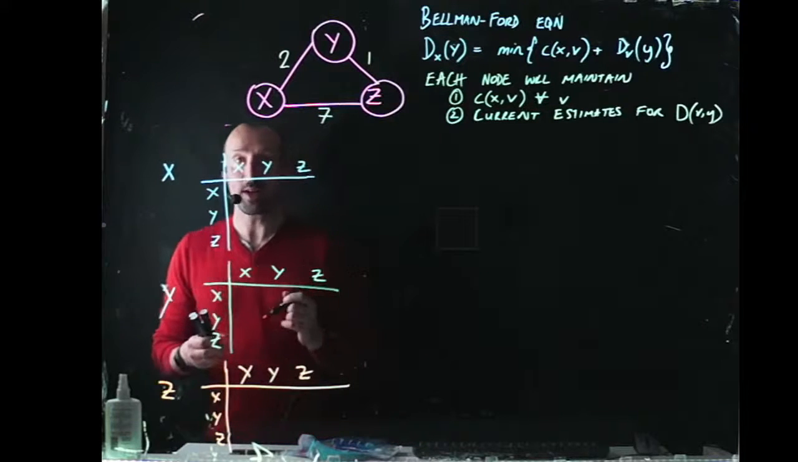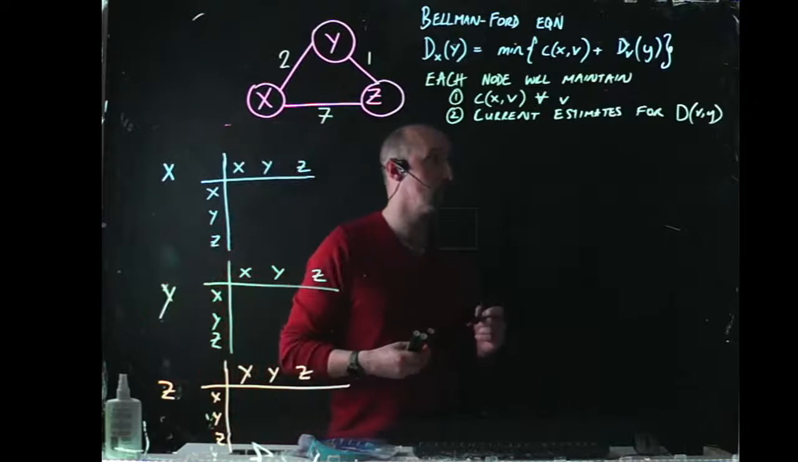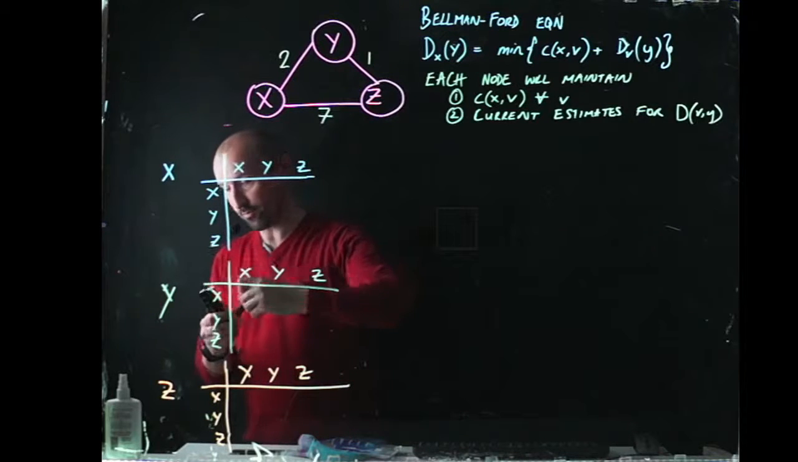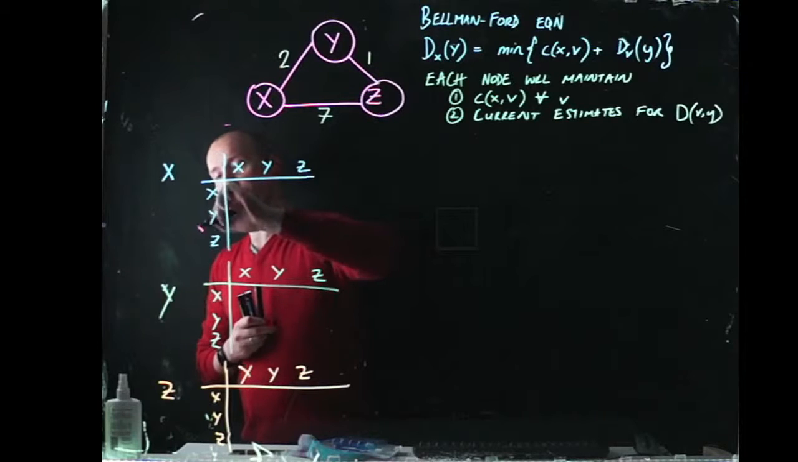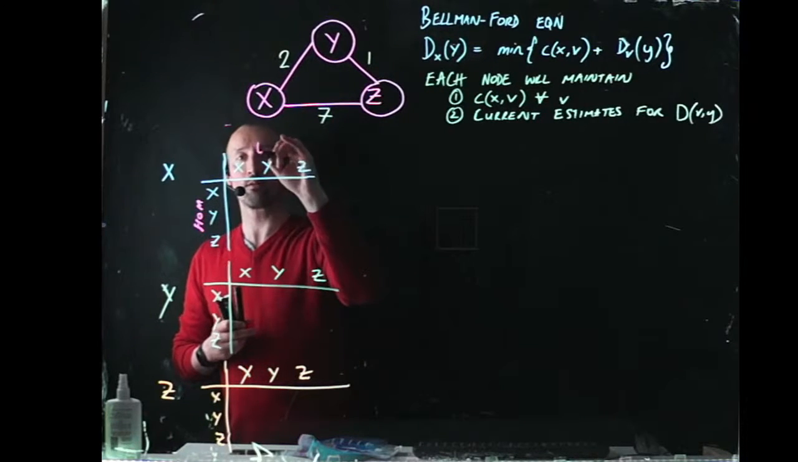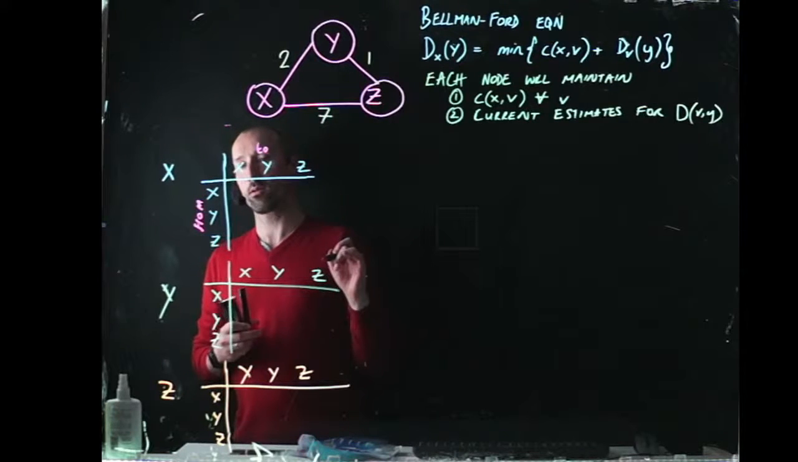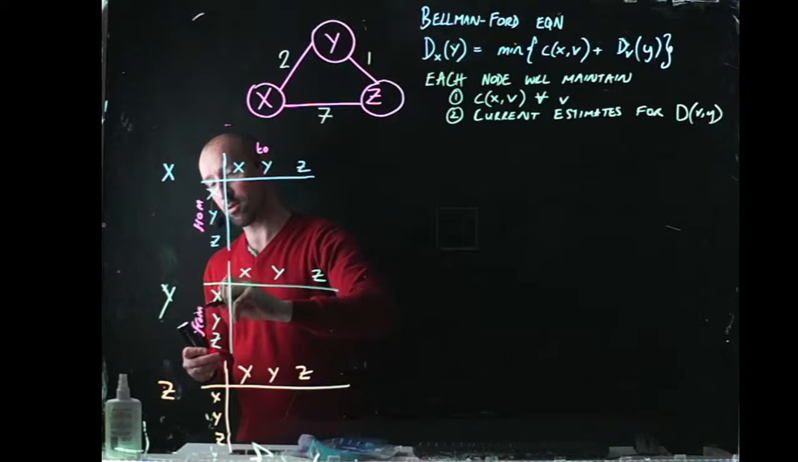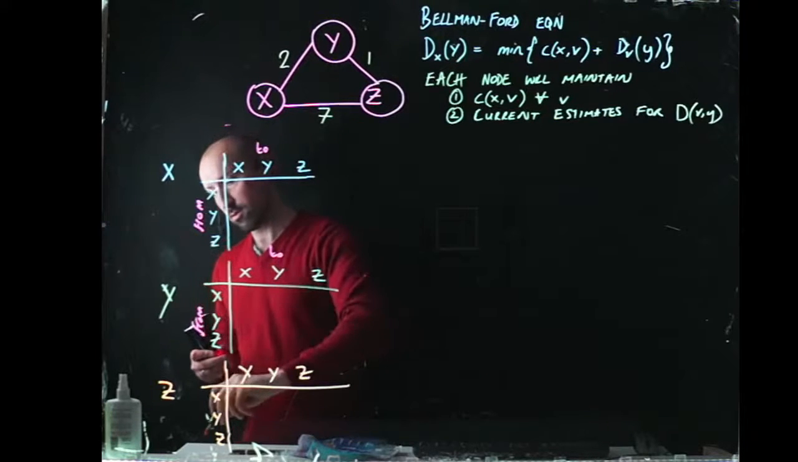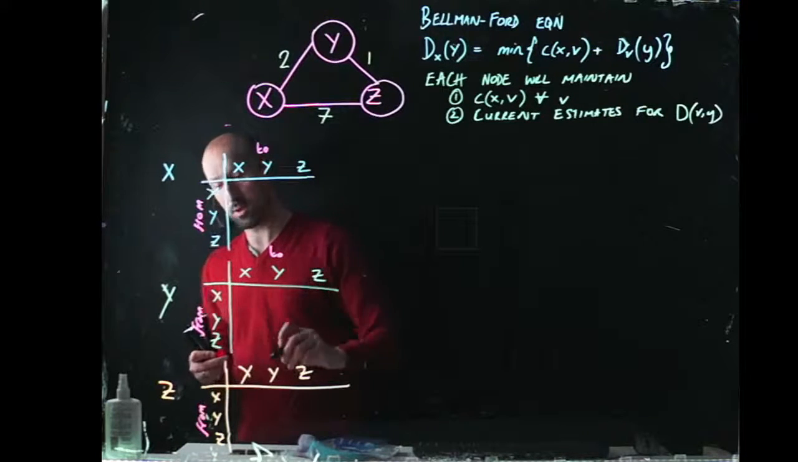So right, what are we calculating here? This is the cost to get from here to here. So that's what the costs are. From here to here. From here to here.